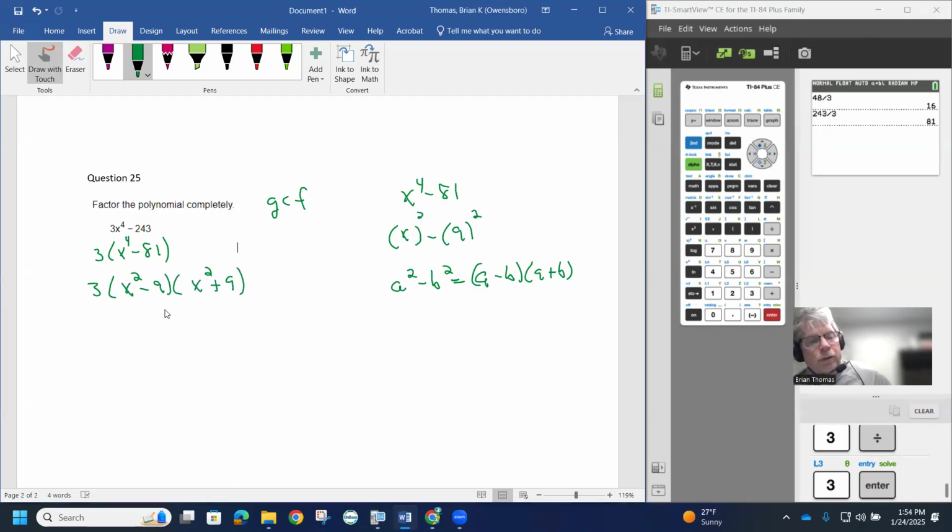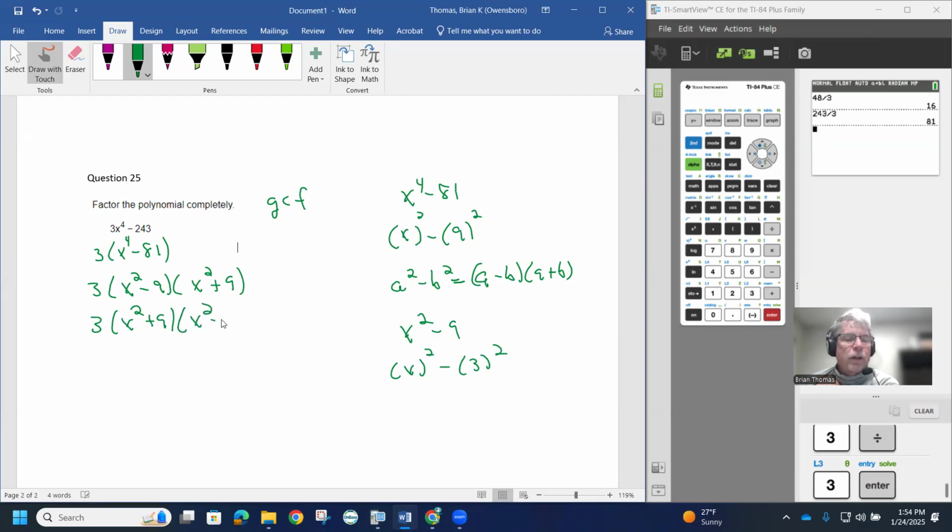So it looks like we're done, but actually the x squared minus 9 looks like a difference of squares. Because if I look at the x squared minus 9, there is something squared. X squared gives me x squared. And what squared gives me 9 would actually be a 3. So what I'm going to do is rearrange this a little bit. 3 times x squared plus 9. And I'm going to put this x squared minus 9 on the end. And I'm actually going to factor that.